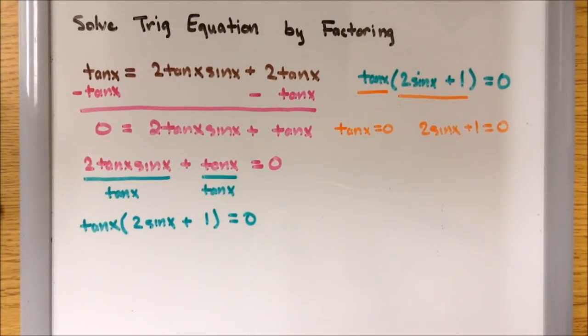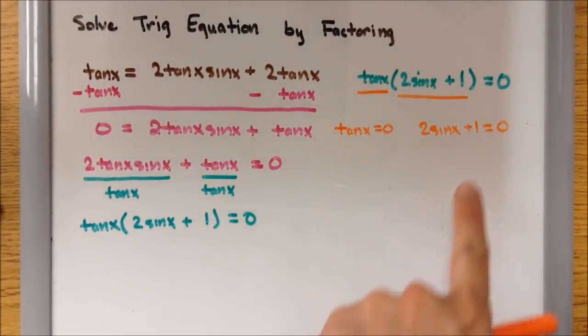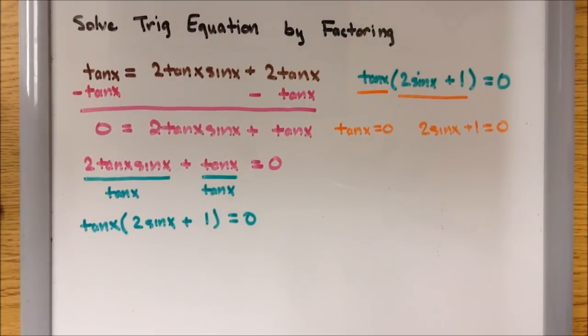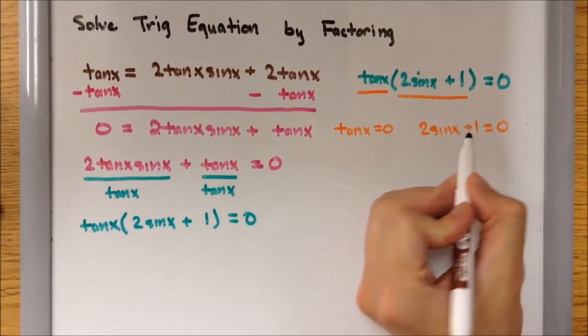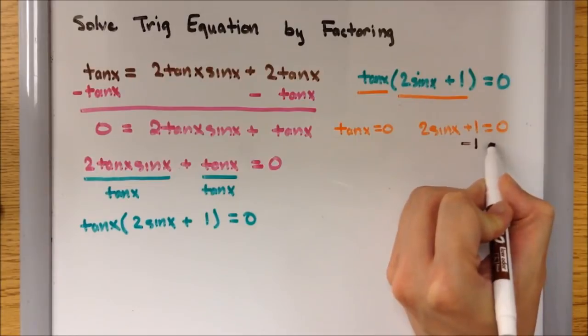Alright, now I'm not going to mess with tangent of x equal to 0 because there's nothing we can do, but I'm going to work with 2 sine of x plus 1 equal to 0. So to get sine of x by itself, I'm going to first cancel out the plus 1, subtract 1 on both sides.